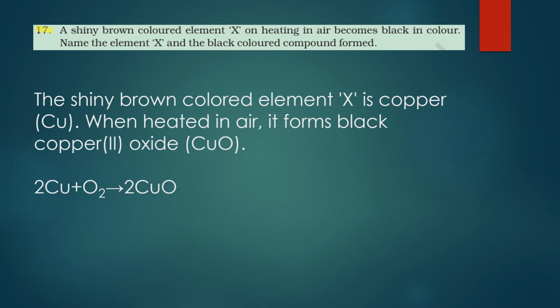So question number 17 says, a shiny brown colored element X on heating in air becomes black in color. इसका क्या मीनिंग है? इसमें X एलिमेंट है, आपने उसको एयर के अंदर हीट किया, दैट मीन्स आपने ऑक्सीडेशन किया। बेसिकली ऑक्सीजन होता है एयर में, ऑक्सीजन ऐड होके ऑक्साइड फॉर्म हुआ होगा। तो पहले शाइनी ब्राउन कलर था और ऑक्साइड जो है वो ब्लैक कलर का है। OK, so name the element X and the black colored compound formed.